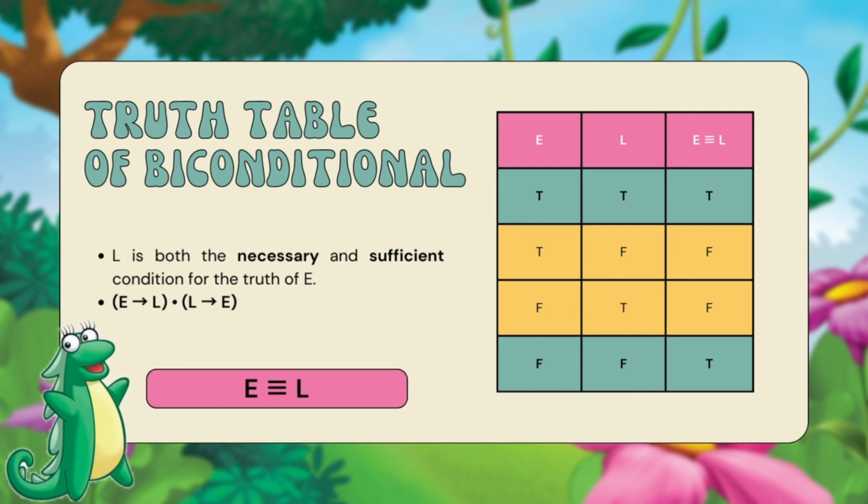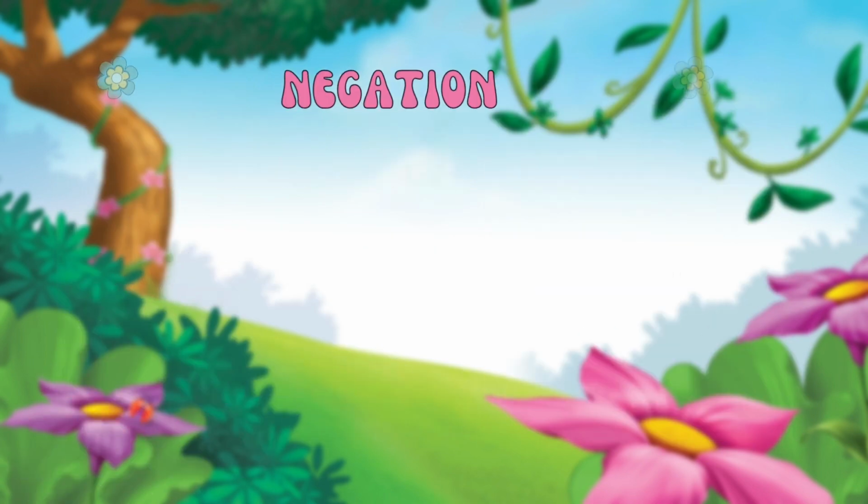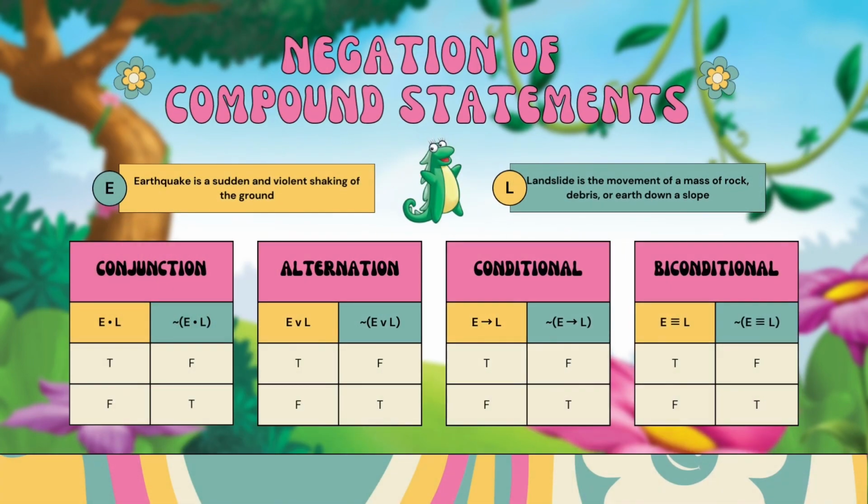A biconditional is true only under two conditions, namely, when both elements E and L are true, or when both E and L are false. In all other combinations, the biconditional is false. A biconditional is defined as E if and only if L, as well as if E then L and if L then E. And for the last part of this module, I will discuss the negation of compound statements.